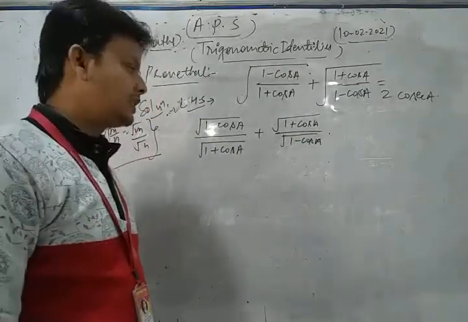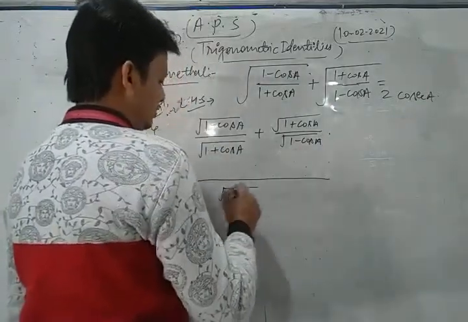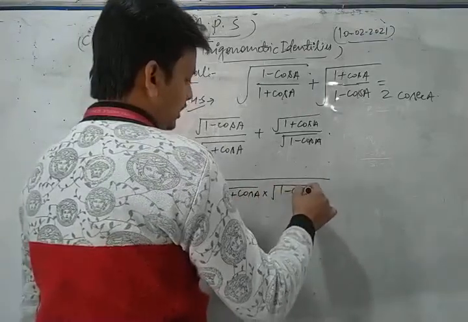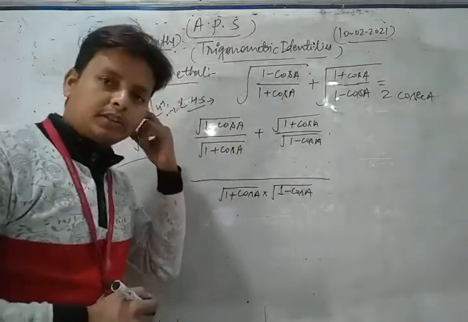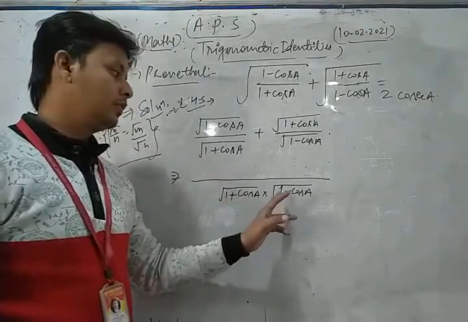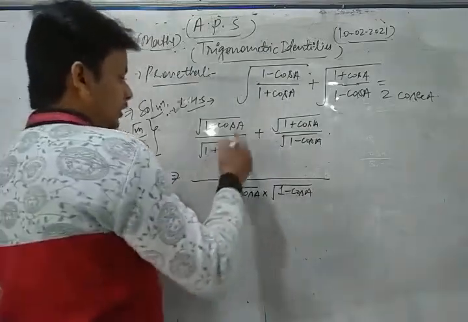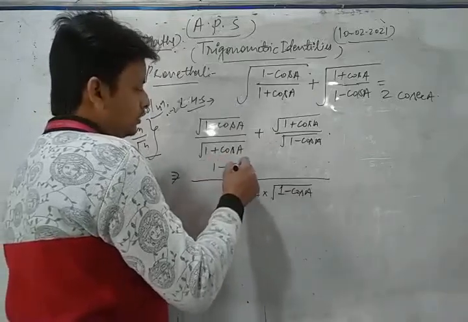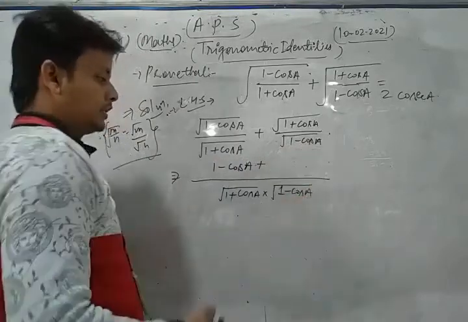Now we take the LCM of their denominators, which is square root of 1 plus cos A into square root of 1 minus cos A. Here, the square root of 1 plus cos A cancels, so we get square root of 1 minus cos A. Multiplying 1 minus cos A with 1 minus cos A, the under root becomes a square, as these are the same value, so we get 1 minus cos A only. Plus here, if we divide, the square root of 1 minus cos A cancels on each other.